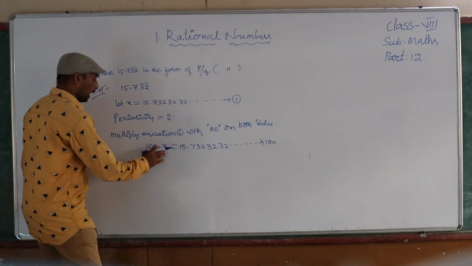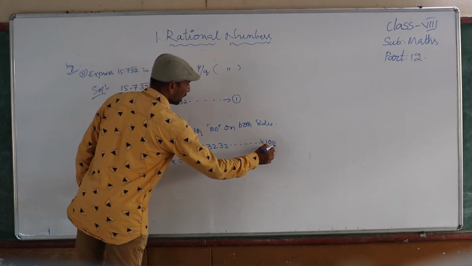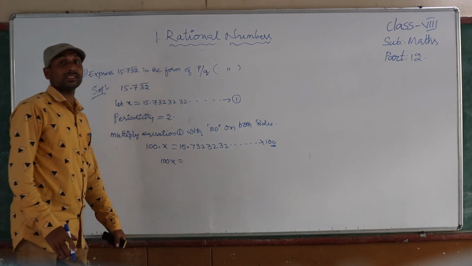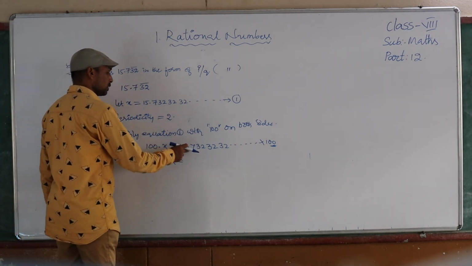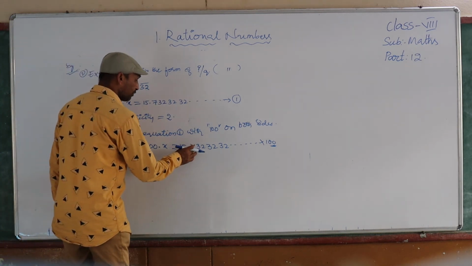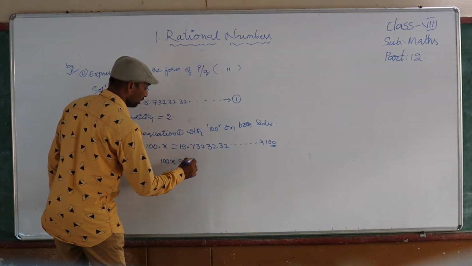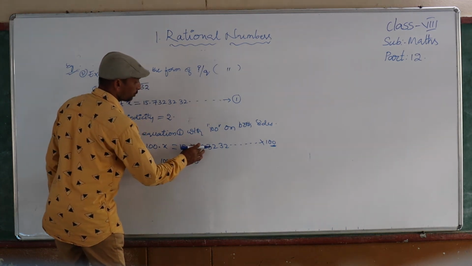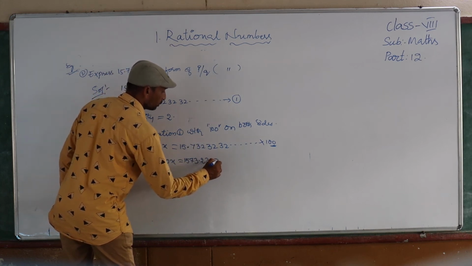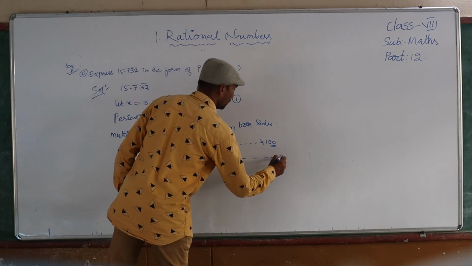So 100 into x is 100x. Here there are 2 zeros, so the decimal point moves to the right by 2 digits, that is, the point comes after 73. So 1573 point, then 2, again 32, 32, 32 and so on. This is equation number 2.